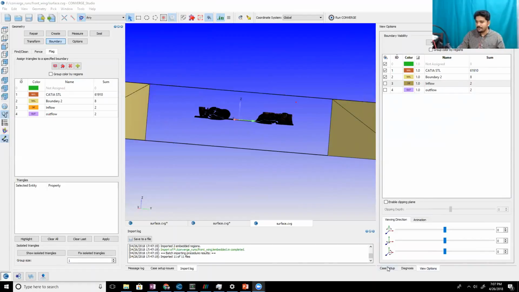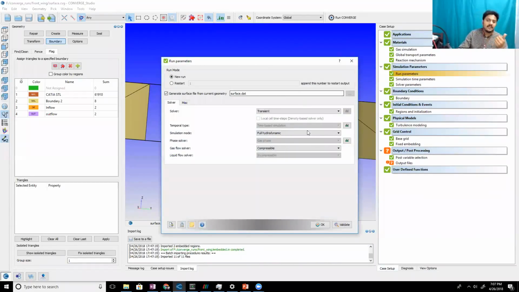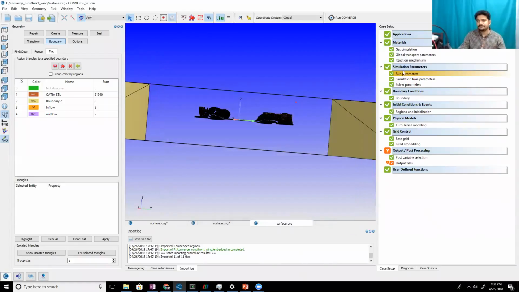And what else can you do? Then you basically go through the case setup. I'm going to be talking about only the most important parameters. Typically when you run, you have the option of running steady state or transient. For external aerodynamics, go with steady state. That is going to give you the results in the fastest time possible. Transient is required if your geometry is extremely complex and you are getting convergence issues and you don't know what to do about it. Then go for a transient solver.